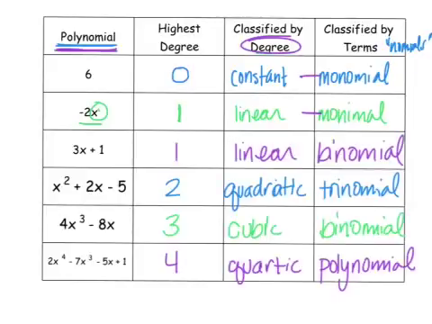So looking at the rest of the table, the third example down has a degree 1. It's a linear equation or expression, but it is a binomial. Next example has a degree 2. It's a quadratic expression and a trinomial. Next has a degree 3. It's cubic and a binomial. And the last one has a degree 4. It's quartic, and because there's 4 terms, it does not have a special name, so we call it just a polynomial.